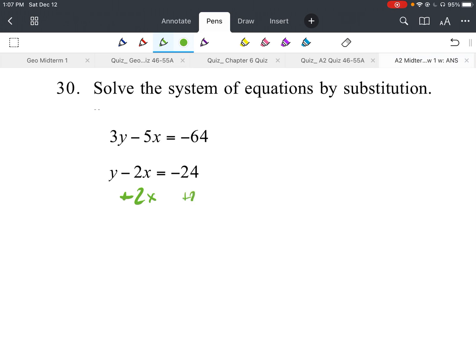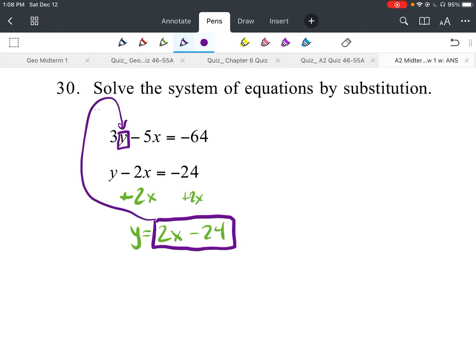Plus 2x plus 2x, and y equals 2x minus 24. Okay, now once you've isolated a variable, put a box around what it equals. Now find that variable in the other equation. Hey, there it is. And now all you do is plug this box into that box because that's what y equals. So now let's write it down.